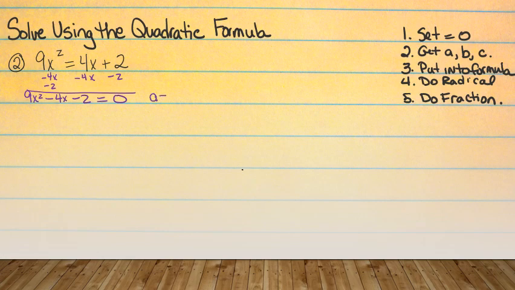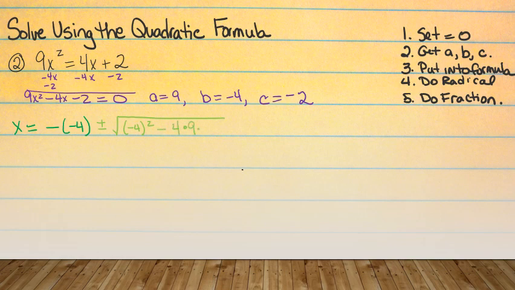So that means my a is 9. My b is negative 4, and my c is negative 2. Alright, so now I'll take those three numbers and put them into my formula. So I have x equals negative b, so that's negative negative 4, plus or minus the square root of b squared, so that's negative 4 squared, minus 4 times 9 times negative 2, all over 2 times 9.